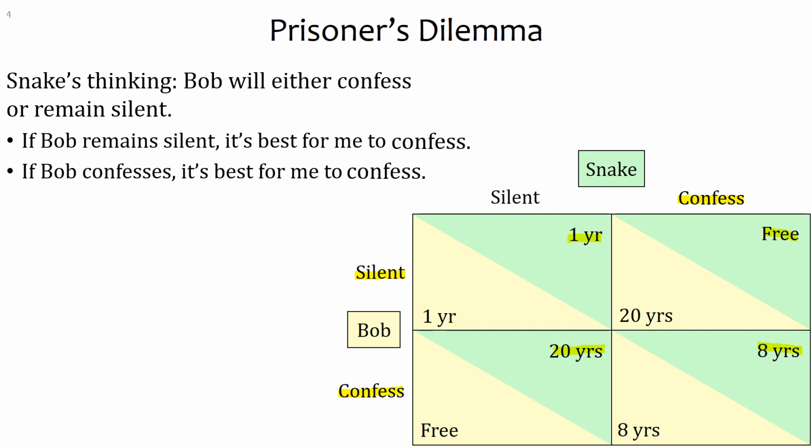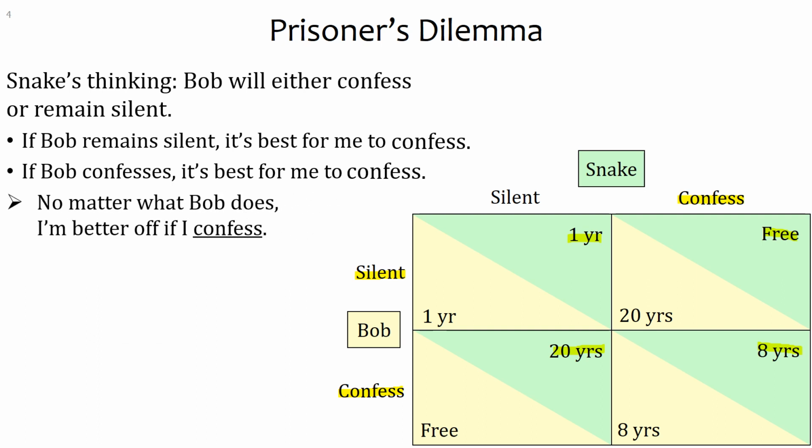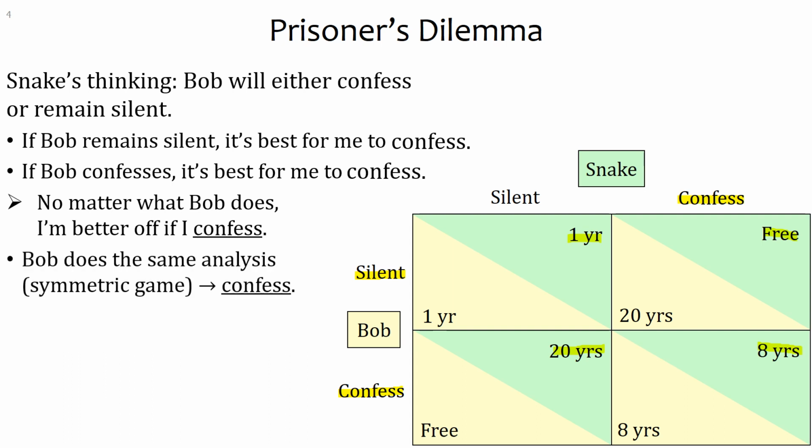Notice this is kind of interesting because whether Bob remains silent or confesses, we don't know what he's going to do. But either way, it's better for Snake to confess. So no matter what Bob does, I'm better off if I confess, right? So that's the optimal option for Snake. And Bob does the same analysis.